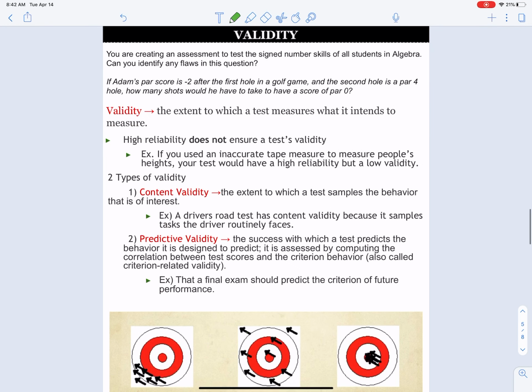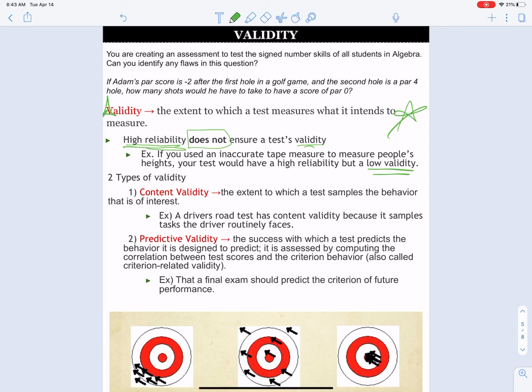Okay, so let's talk about validity real quick. Validity, this is the definition, is the extent to which a test measures what it intends to measure. For example, if you have high reliability, which means you have consistent results, it doesn't mean that you definitely have valid results. For example, if I used an inaccurate tape measure to measure people's heights, my test would have high reliability but low validity. If I measured that everybody who was really 6 feet was 6'3", they would all be consistent results, which was reliable. However, it's low validity. It's not actually what I was trying to measure. I didn't get results that were accurate for what I was trying to measure.